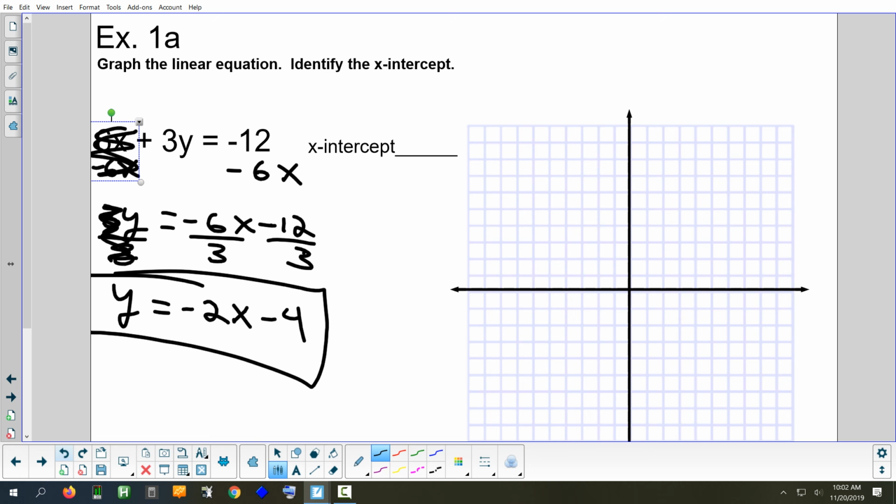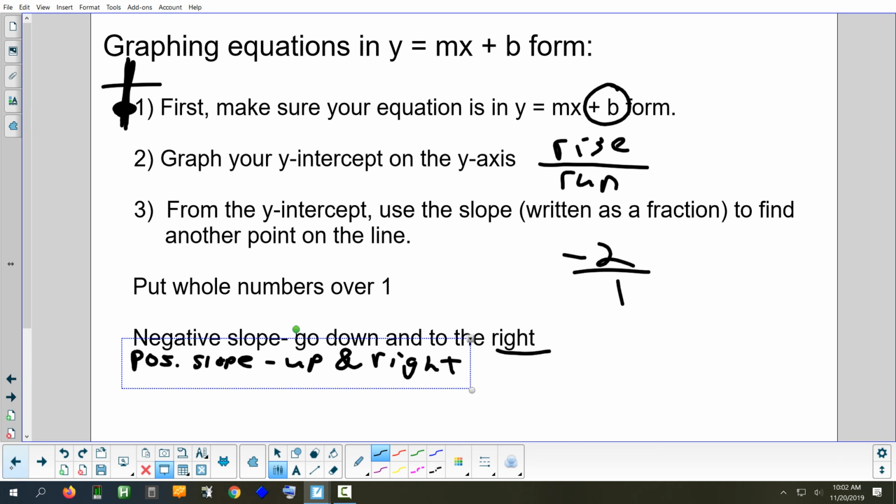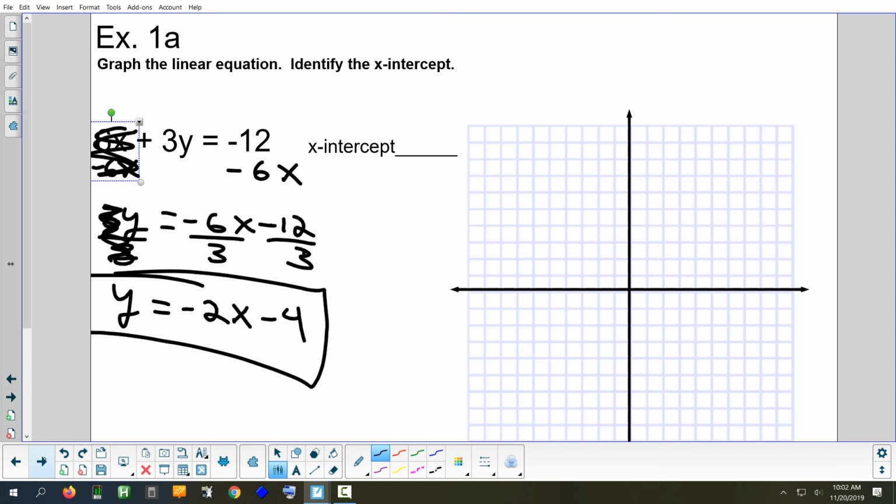Does it say that? Just graph the linear equation. So yeah, technically on the test, I would probably say graph the linear equation in y equals mx plus b. That's what the directions would say on the test. So if you got this, I give you half credit because you got y by itself. Now we have to graph it.